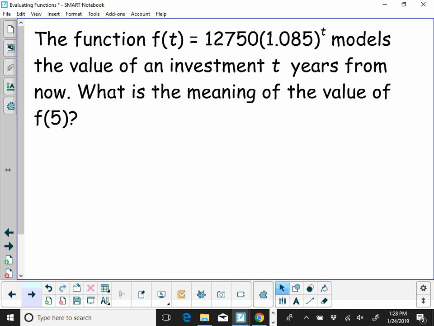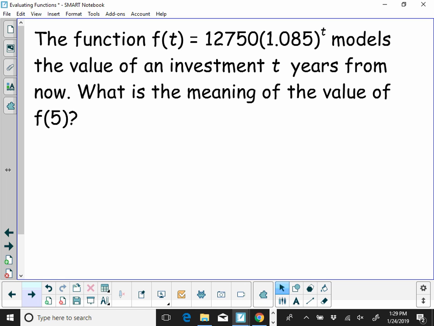Okay, now, again, what did it ask you? Here's what everybody's doing right now. You're reading, you're like, f of 5, and then what are you going to do? You're going to go to your calculator, right? And you're going to type in f of 5, right? You're going to type in 5 for t. Did it ask you what is the value of f of 5?